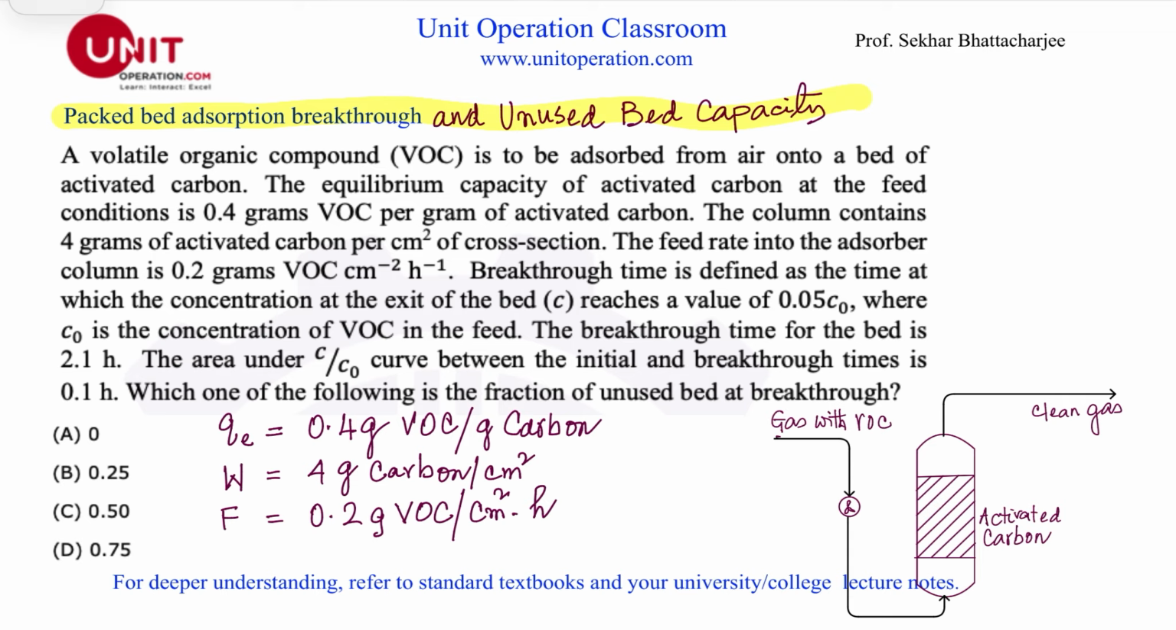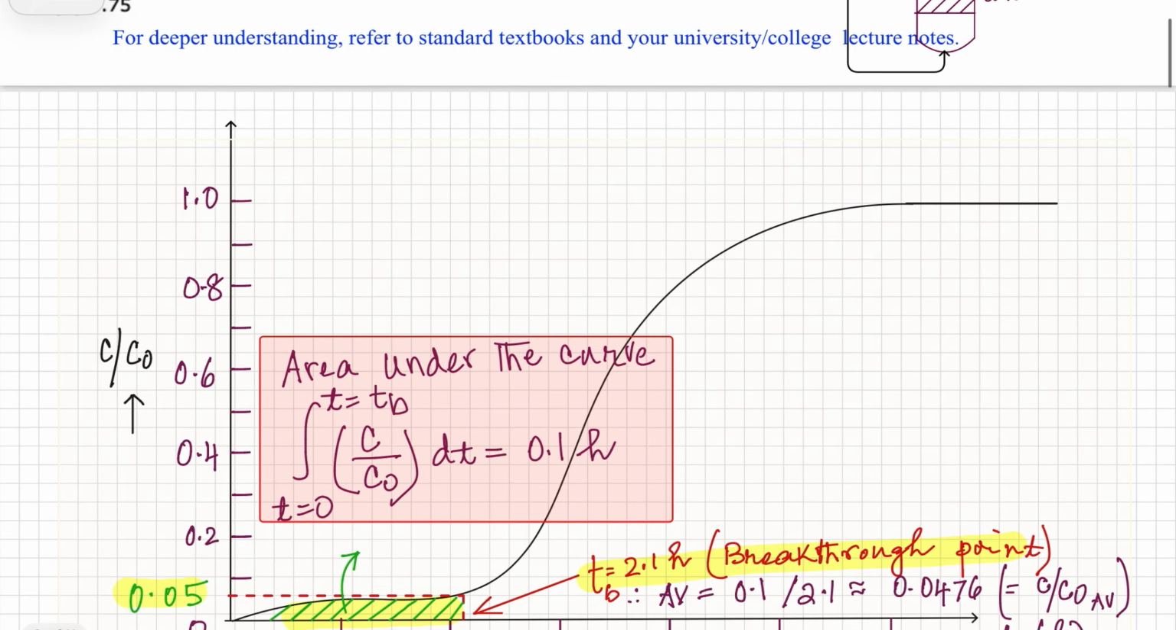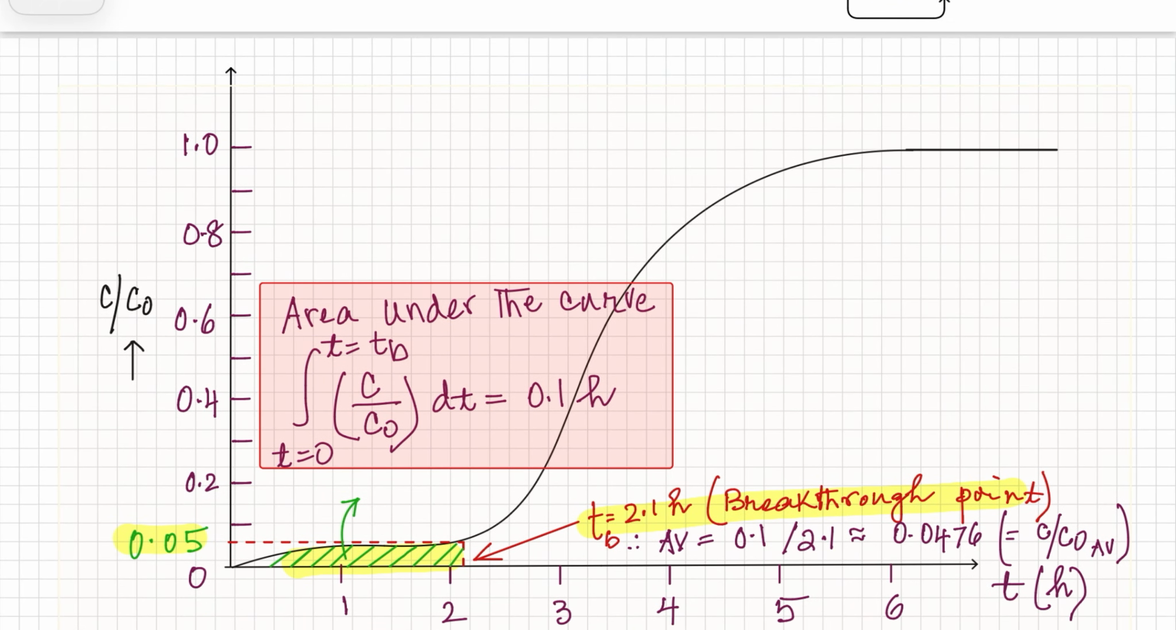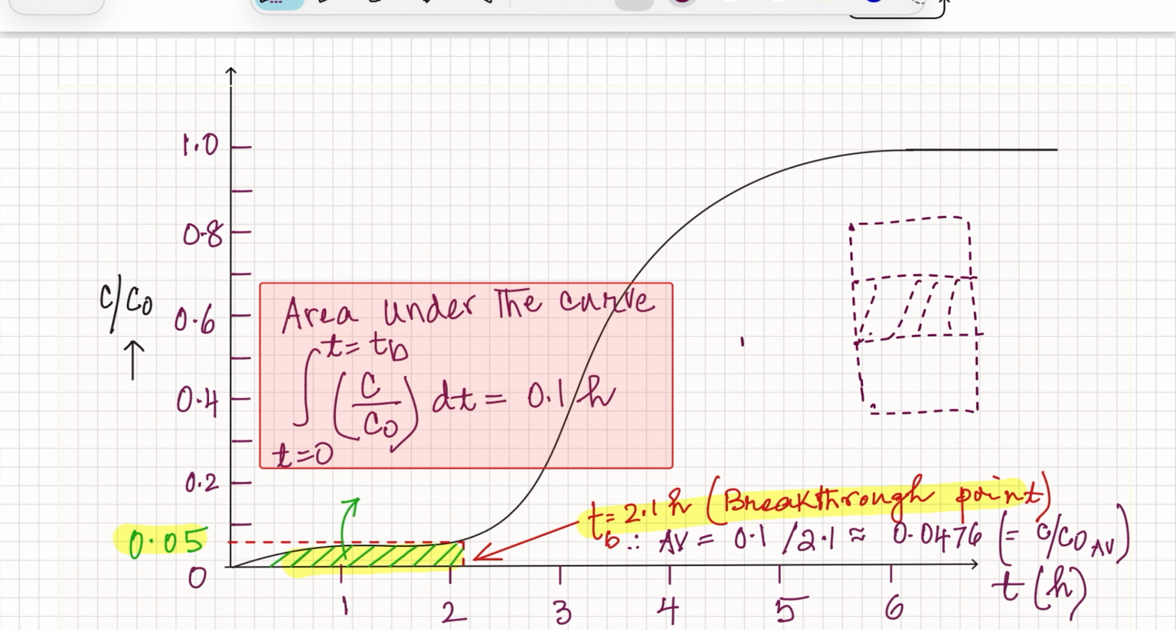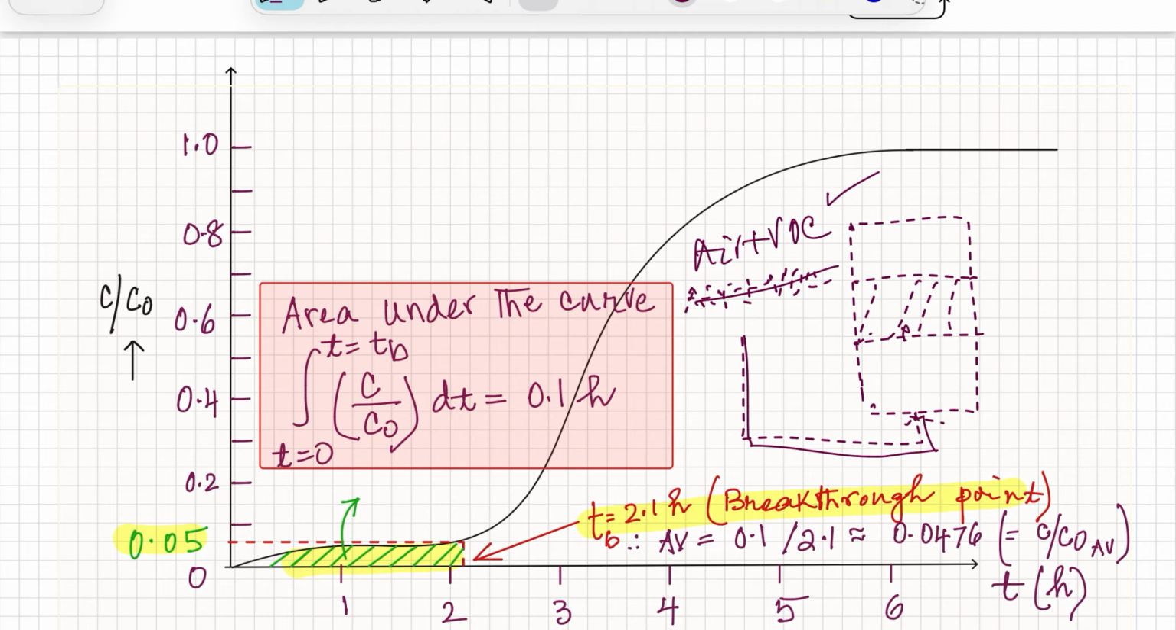Breakthrough time. Let's quickly understand what happens. Let's say we have a packed bed adsorber here. When the hydrocarbon enters, this is air plus VOC, which is going in here. As it moves up, the VOC gets adsorbed onto the activated carbon, and only clean air comes out from here.